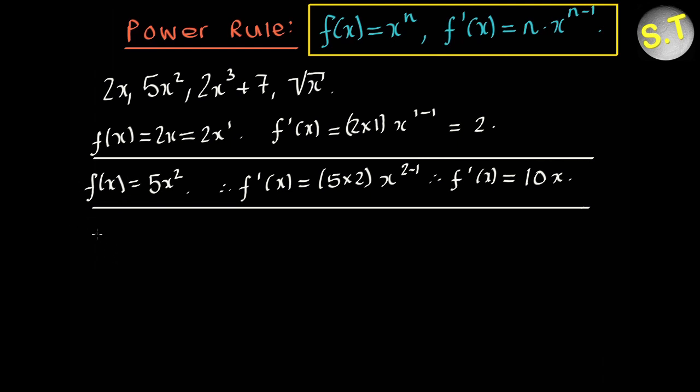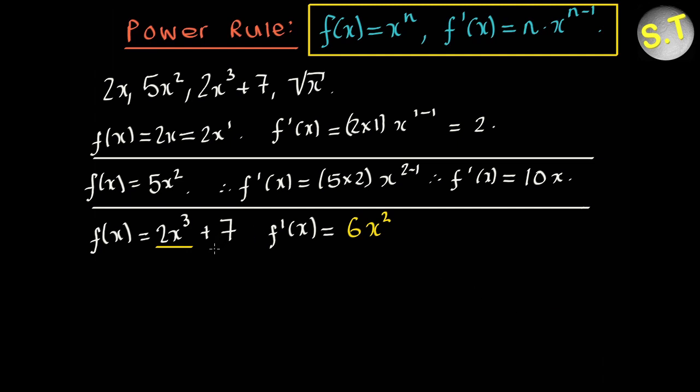So our next example, f of x is equal to 2x cubed plus 7. The first derivative of x is equal to, if we split this into two parts, we have 2x cubed here. The first derivative of 2x cubed is going to be 3 times 2, which is 6, x to the 3 minus 1, which is x squared. So very simply, we have 6x squared.